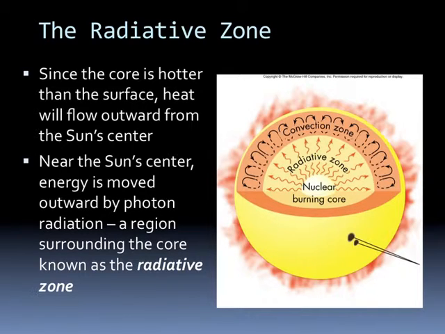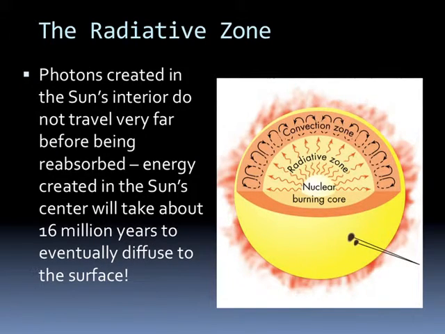Since the core is hotter than the surface, heat will flow outward from the Sun's center. So near the Sun's center, energy is moved outward by photon radiation, a region surrounding the core known as the radiative zone. Photons created in the Sun's interior do not travel very far before being reabsorbed. Energy created in the Sun's center will actually take about 16 million years to eventually diffuse to the surface.